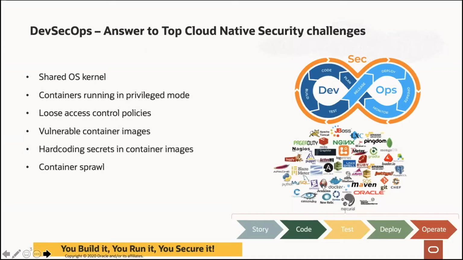Let's start with some of the most prevalent cloud native security challenges. Did you know that not all container images on Docker Hub are secure? 20% of the top 1,000 Docker images have at least one critical vulnerability. 20% of the top 1,000 Docker images have no root account password.